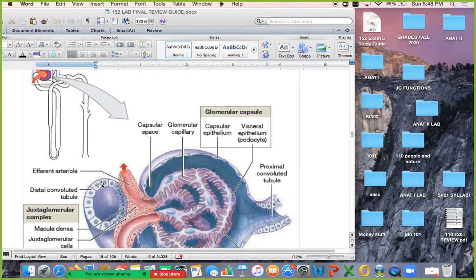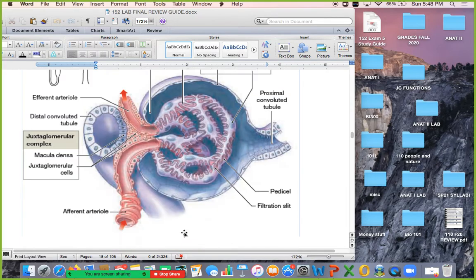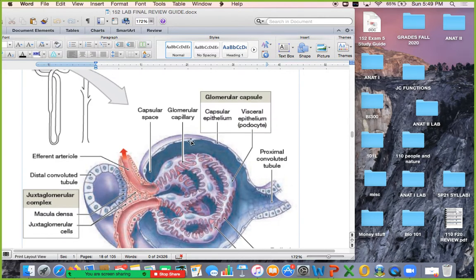Here's looking at a glomerular capsule. So this is how we're filtering the blood to be able to create the urine. Note here that we have the blood supply here, the afferent arteriole. So that's where the blood's coming in. That blood is then going to end up into this capsular region where we have specialty cells, right? This type of cell is called a podocyte from the visceral epithelium.